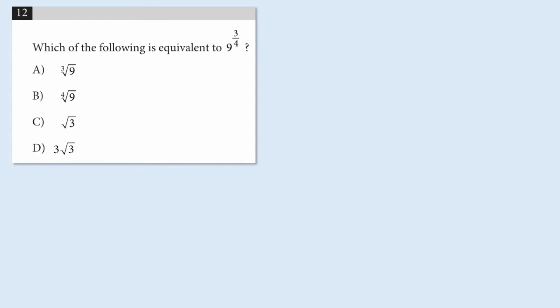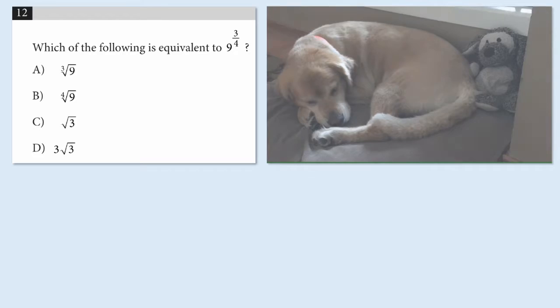This multiple choice problem comes from the College Board. It's from section 3 of the SAT test, which does not allow calculators. And it says, which of the following is equivalent to 9 to the 3/4 power? So take a look at this and see what you can do. You can even just take a guess. And in about a minute or so, we'll have a look at it together.